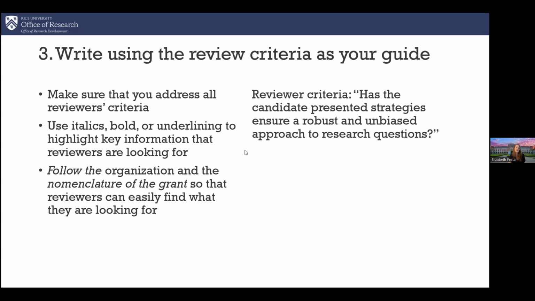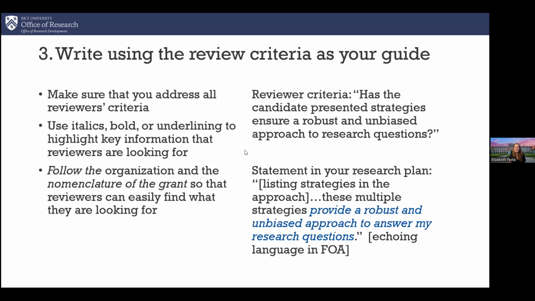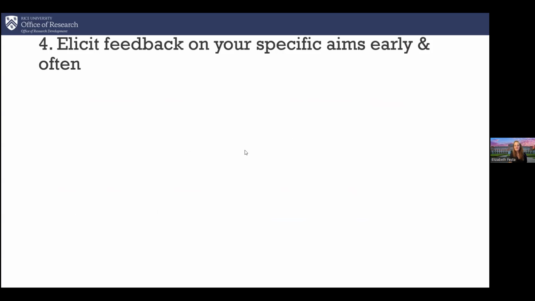So if their criteria has the candidate presented strategies to ensure a robust and unbiased approach to research questions, when you're outlining those strategies in your research plan, you could conclude by saying these multiple strategies provide a robust and unbiased approach to answer my research questions. So you're essentially echoing the same language in the FOA, and that is encouraged.